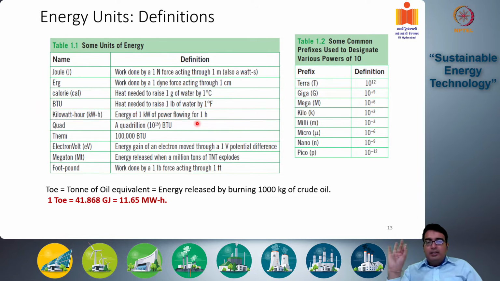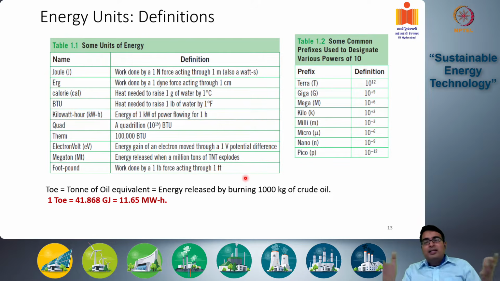So 1 BTU is the heat needed to raise 1 pound of water by 1 degree Fahrenheit. 1 therm is 100,000 BTUs. 1 quad is 10 to the power 15 BTUs. These are all English units, usually used in the UK and in some parts of the world to denote thermal energy contained in coal, oil, etc.